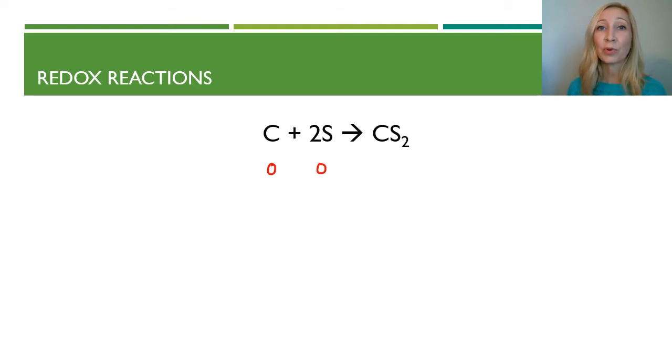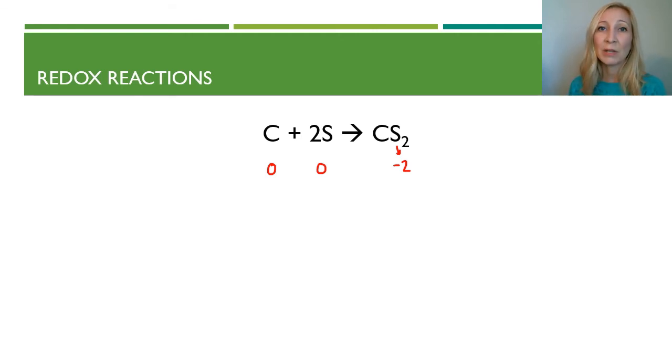Now if we look at the products, this is carbon disulfide. In this, we're going to assign a -2 oxidation state to sulfur, just because carbon tends to be a little wishy-washy. Sulfur's usually going to be a -2, depending on what it's bonded with, but in this situation, assign carbon last. So we're going to look at the column that sulfur is in. We're going to assign a -2 to the sulfur.